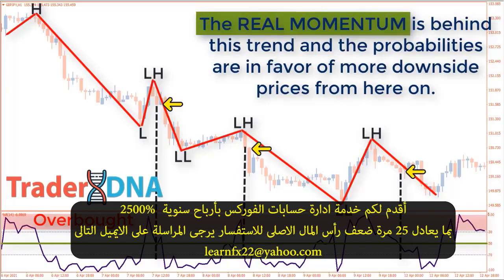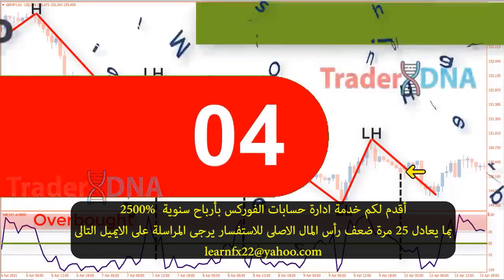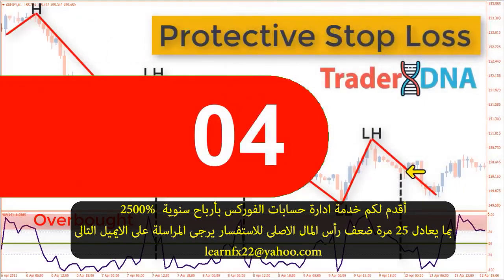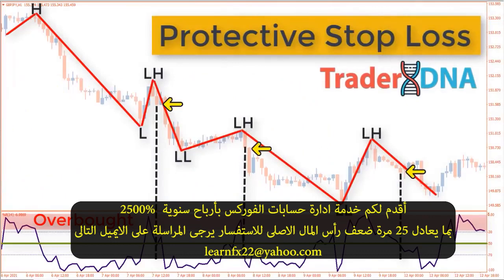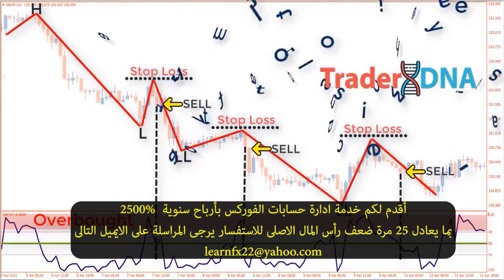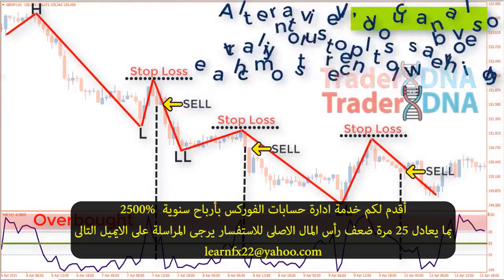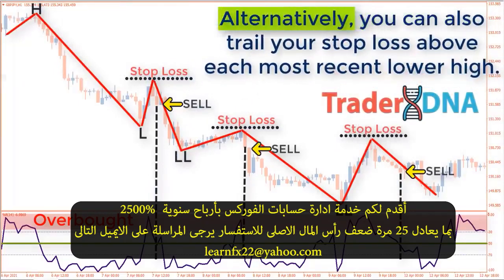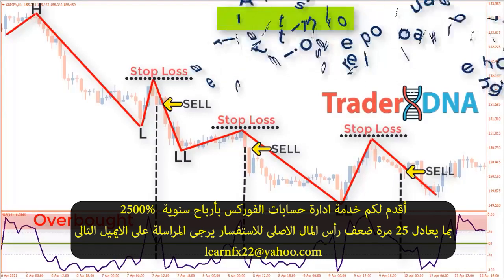The next important thing we need to establish is where to place our protective stop loss. Step 4. Place your protective stop loss above the recent low or high. We want to hide our protective stop loss above the most recent low or high level that formed right before the momentum trading strategy issued the sell signal. Alternatively, you can also trail your stop loss above each most recent low or high. This strategy will allow you to lock in the potential profits in case of a sudden market reversal.